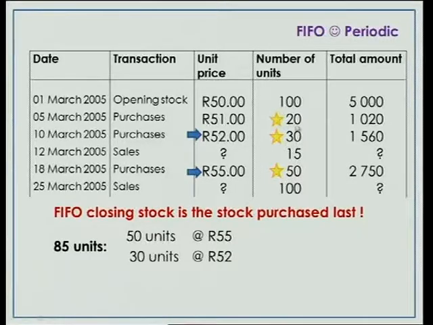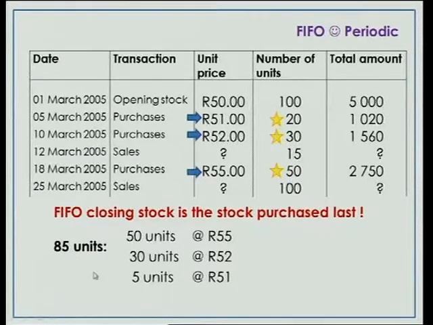It's from that stock. Remember, that plus that is 120. How many of those did we sell? We sold 115. So of that 20, we only are left with 5. And the price of that 5 units is, there it is, 51. Can we now calculate the value of these 85 units?